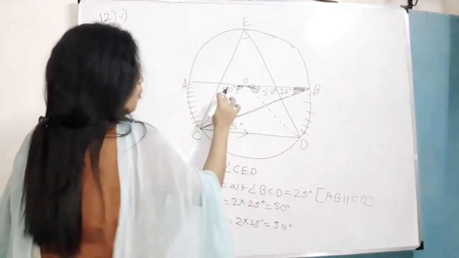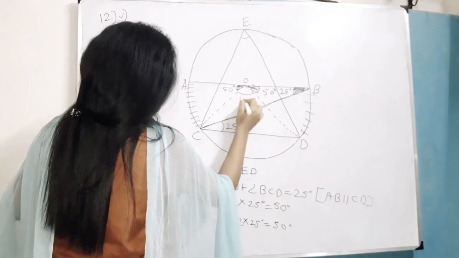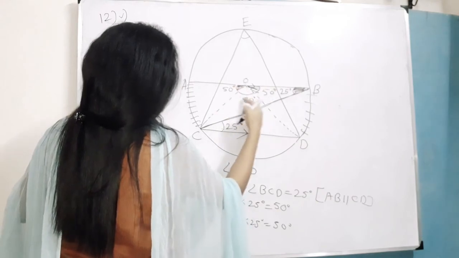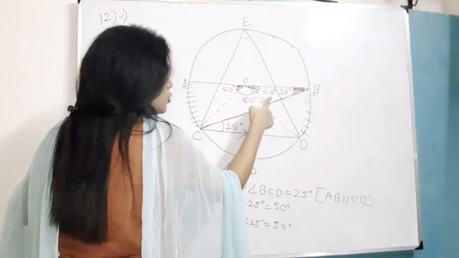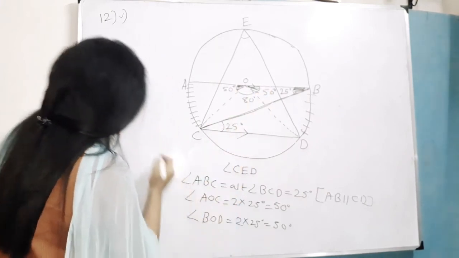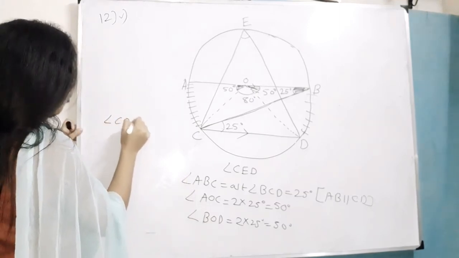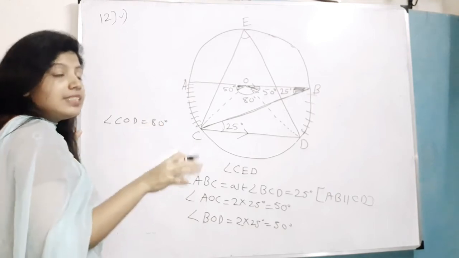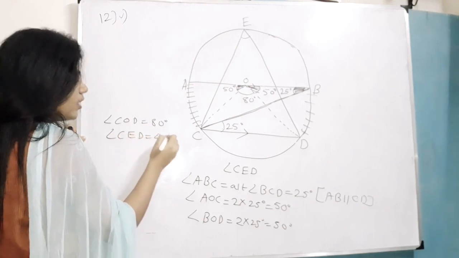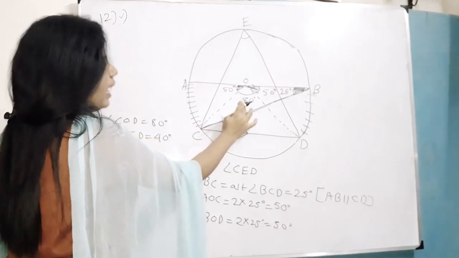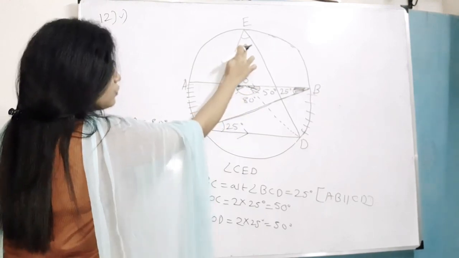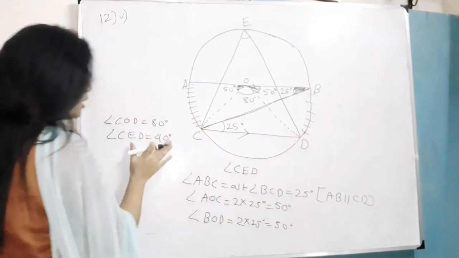Now it's very easy. Both of them are 50. So this one will obviously be 80 degrees because this is a straight angle, 180. 50 plus 50 means 100. So 180 minus 100 will be 80. So we can write here that angle COD equals 80 degrees. Now since this one is 80, angle CED, this one, will be 40 degrees. Why? Because it is the angle at the center and the other is the angle at the circumference. So it will be just half of this angle. Both of them are lying on the same arc CD. So this one will be 40 degrees.